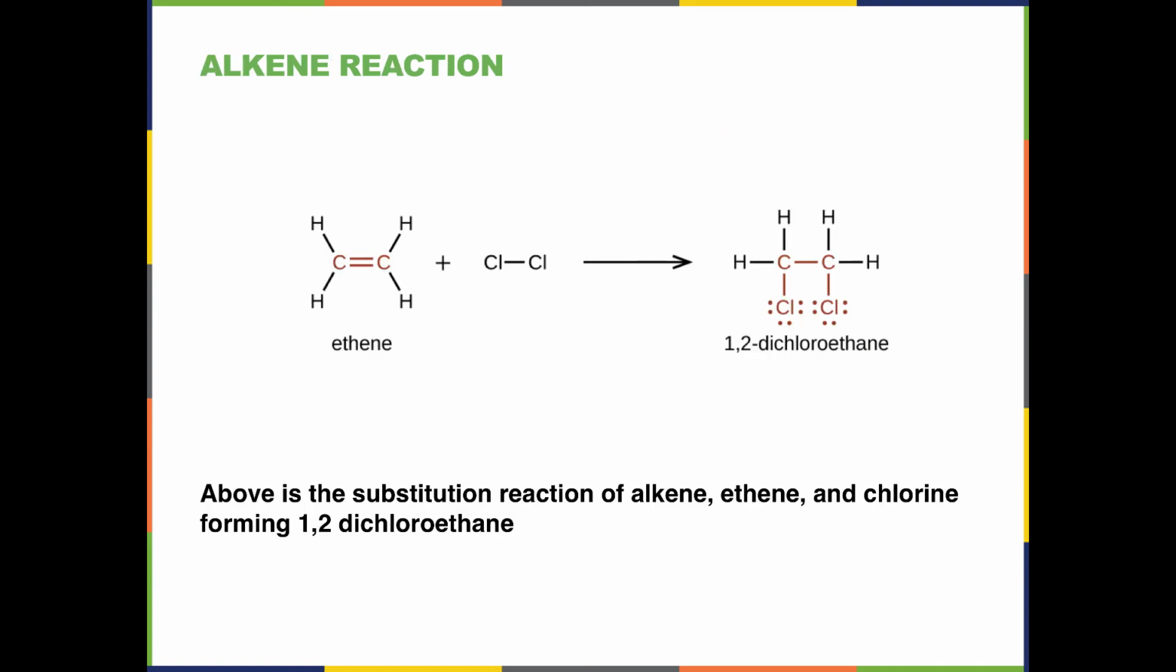Now, in a substitution reaction that occurs with ethene, both chlorines will attach and form 1,2-dichloroethane as opposed to chloroethane plus hydrochloric acid. So this is the same substitution reaction, but in this case, both chlorines become attached to the hydrocarbon molecule.